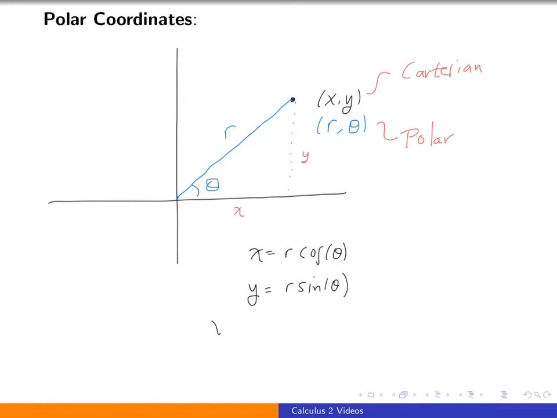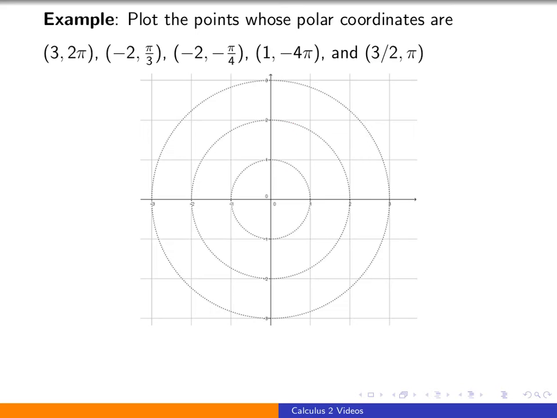Furthermore, by the Pythagorean theorem, we know that x squared plus y squared equals r squared. And for future use, also note that tangent of theta equals y over x. So in a moment, these formulas will allow us to take points from Cartesian equations and represent them in polar, and vice versa, take points in polar coordinates and represent them in Cartesian. But before doing that, let's just go ahead and plot a few points and get a feel for the polar coordinate system. So let's start with the point 3 comma 2 pi.